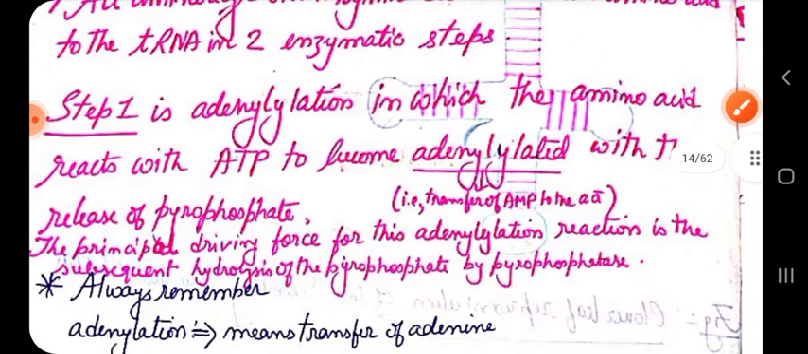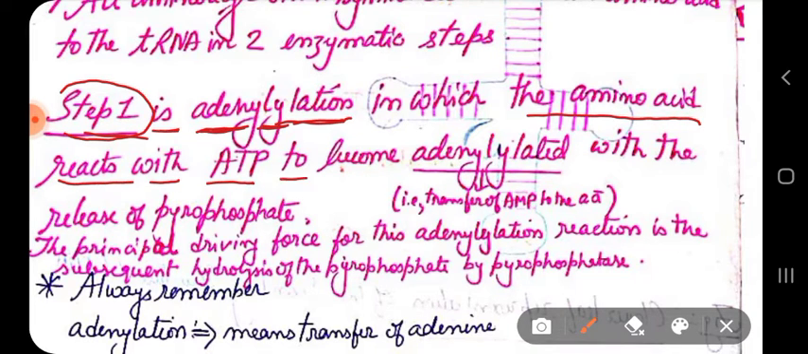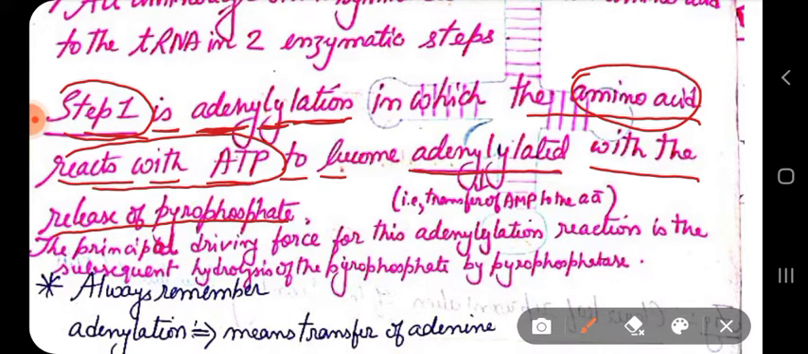First is step number 1, which is called adenylation. Again I repeat, step number 1 is called adenylation. In the adenylation step, the amino acid reacts with the ATP and becomes adenylated, with the release of pyrophosphate. So what does it mean? What happens in adenylation? The amino acid reacts with the ATP and becomes adenylated with AMP, with the release of pyrophosphate.